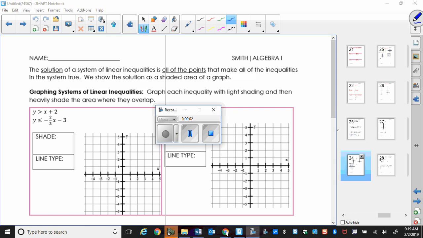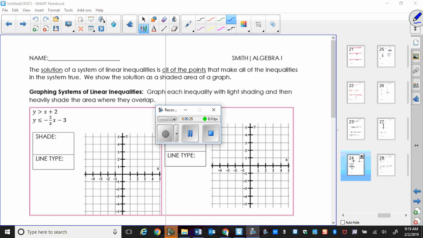So, hi guys. This is lesson 5. We're in lesson 5. We're graphing systems of linear inequalities. The solution of a system of linear inequalities is all of the points that make all of the inequalities in the system true. So, we show this solution, it's going to be shaded.